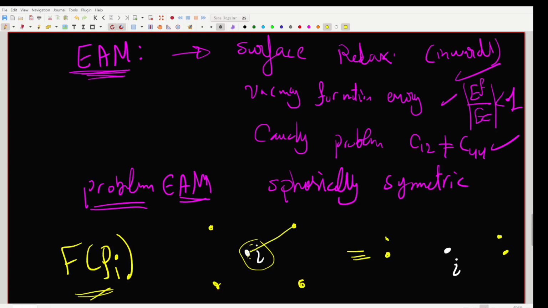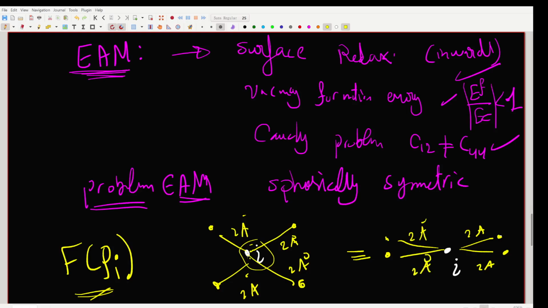So if this is, let's say, 2 angstrom, and this is 2 angstrom, and now this is also 2 angstrom, and this is 2 angstrom. Let's also make these 2 angstrom. As long as these are the same distances, regardless of how these atoms are located in space with respect to I, as long as they have the same pair distance, you will get the same F of rho I.